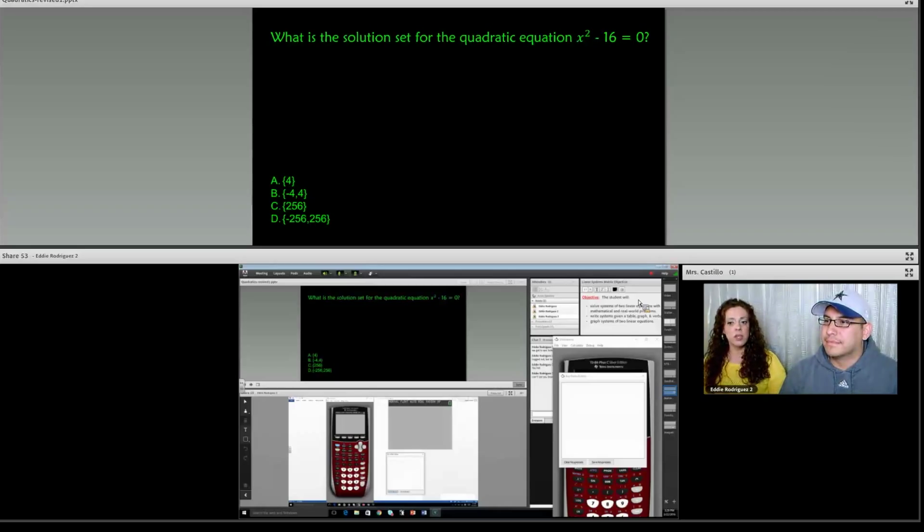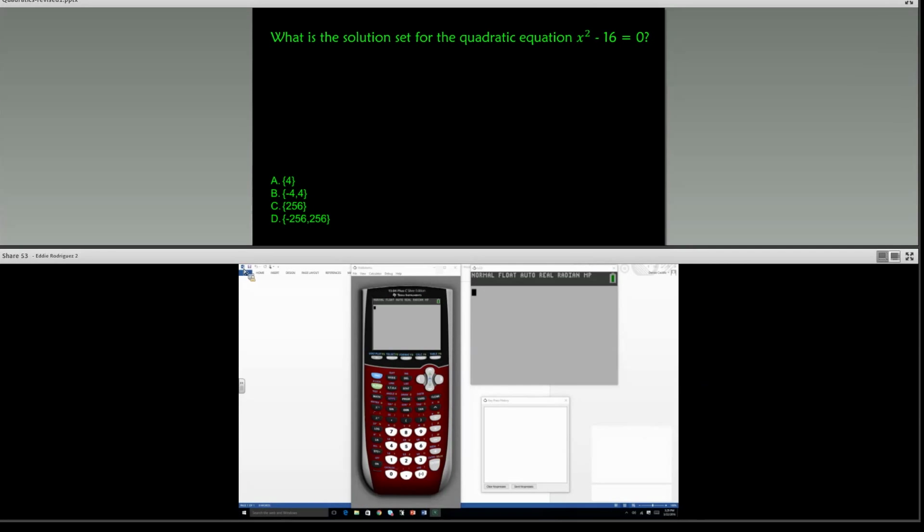Let's go to the calculator. Let's go to y equals. And then we're going to type in our function. So x squared minus 16. Good job. Now let's graph it. Wow, it looks like it's crossing the x-axis twice. It sure is for a quadratic.